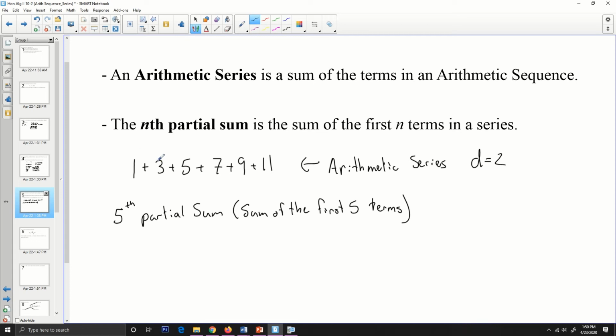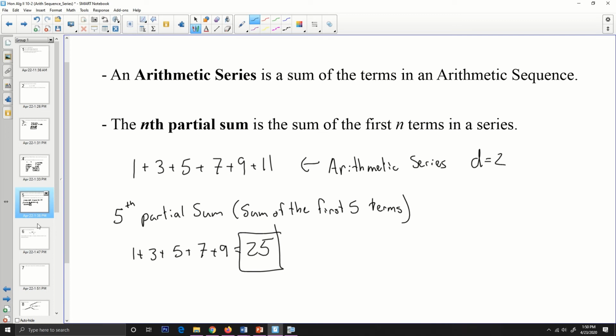1 plus 3 is 4. 4 plus 5 is 9. 9 and 7 is 16. 16 and 9 is 25. So 1 plus 3 plus 5 plus 7 plus 9 is 25. So 4, 9, 16, and 9, 25. I'm confident with that. That's good.